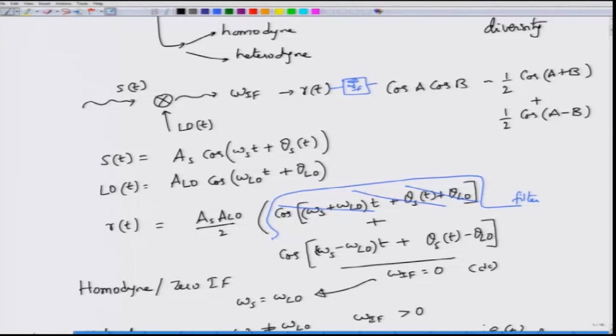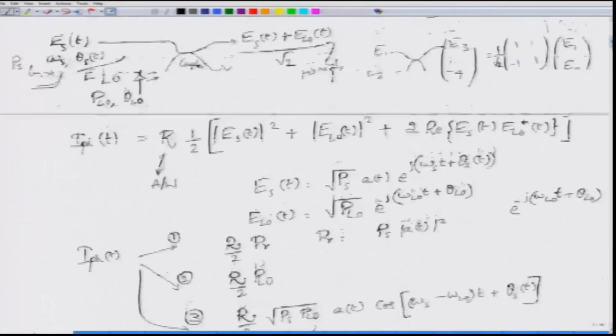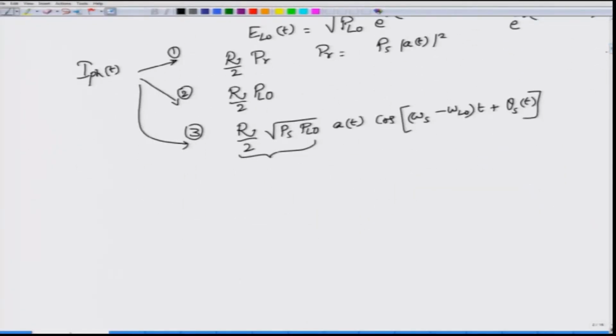In the earlier case where we considered the heterodyne receiver, the output was cos of (omega s minus omega LO) t plus theta s of t minus theta LO, where theta LO was the phase of the local oscillator. If you remove it, it becomes exactly equal to the signal that you have obtained in this case. So what you have done is to take two optical signals and realize the multiplication operation without actually having a multiplier.